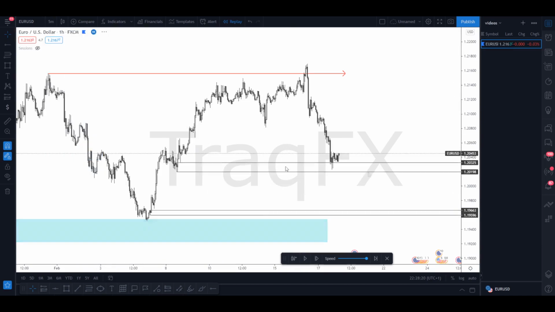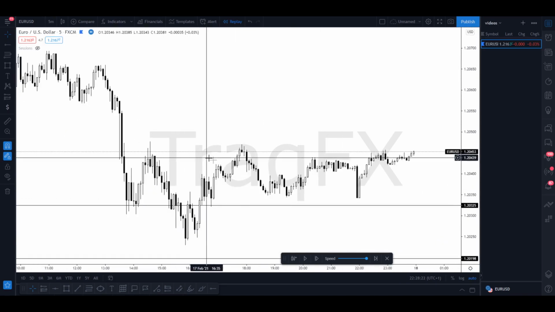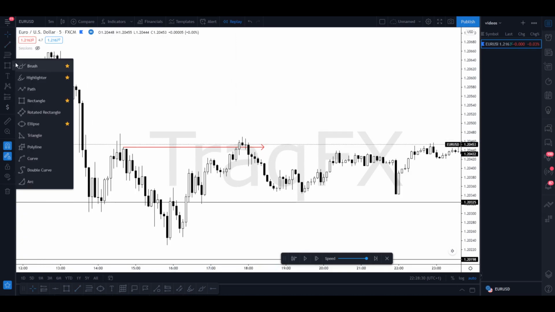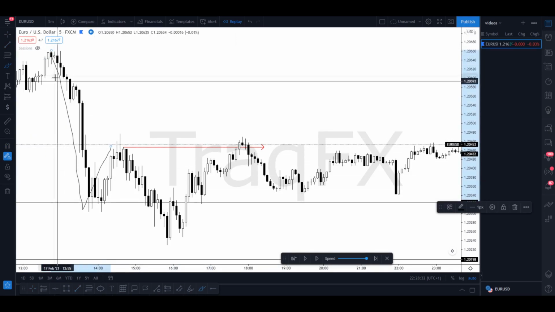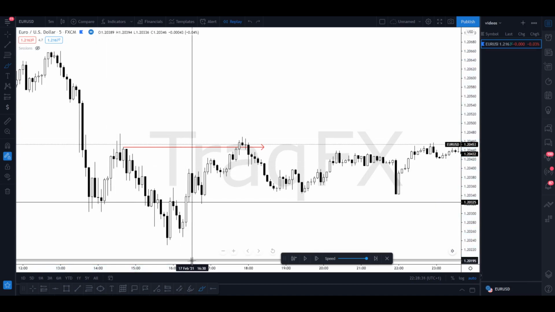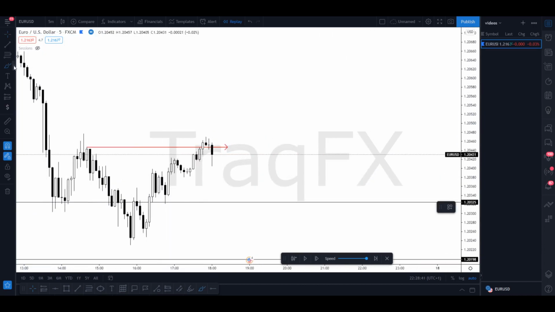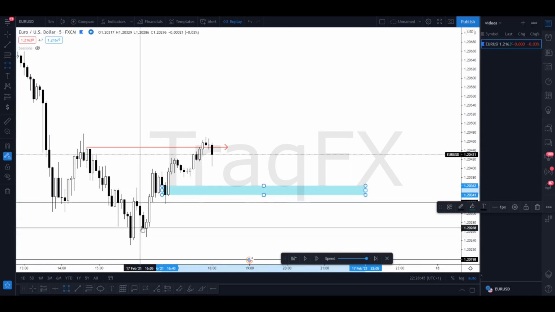Now let's go down to the 5 minutes, see if there's any schematics for us to enter on. Clean structure we do see right here. Price did give us that break of structure of this previous lower high. We have this high, low, lower high, lower low, and then price ends up breaking out of it. Now from here, like I said, we're focusing on the open of the expansion that caused that break of structure.